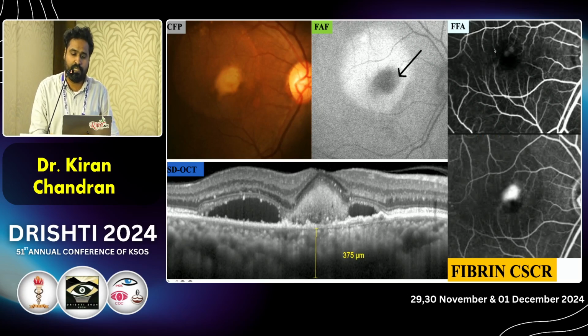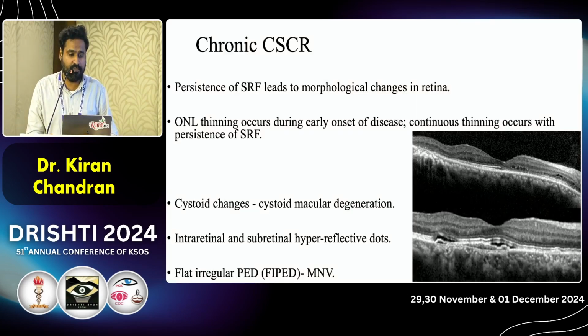On fundus fluorescein angiography, you get an ink blot pattern of leak, which is very obvious in the late frames. And on SD-OCT, subretinal fluid is seen with subretinal hyperreflective material corresponding to that yellowish lesion clinically. And all these features give an idea that the patient has an element of fibrinous component of CSCR. Chronic CSCR happens when there is persistence of subretinal fluid for more than around 6 months duration, and this leads to morphological changes in the retina.